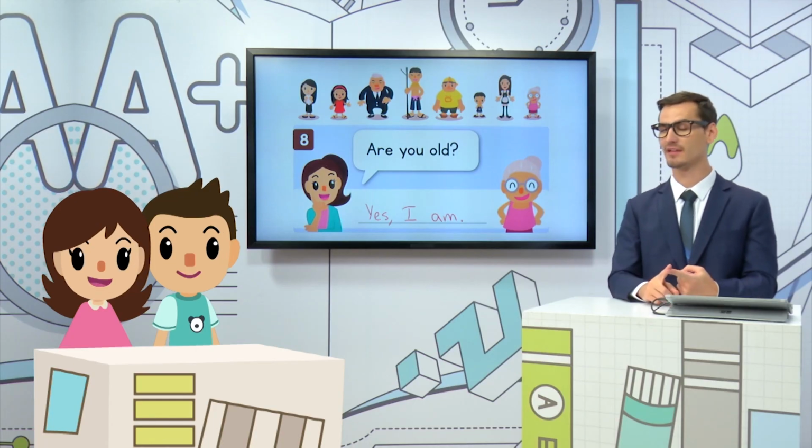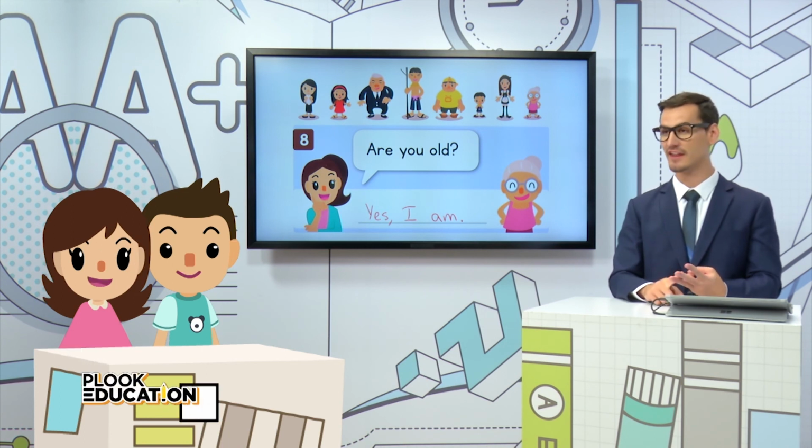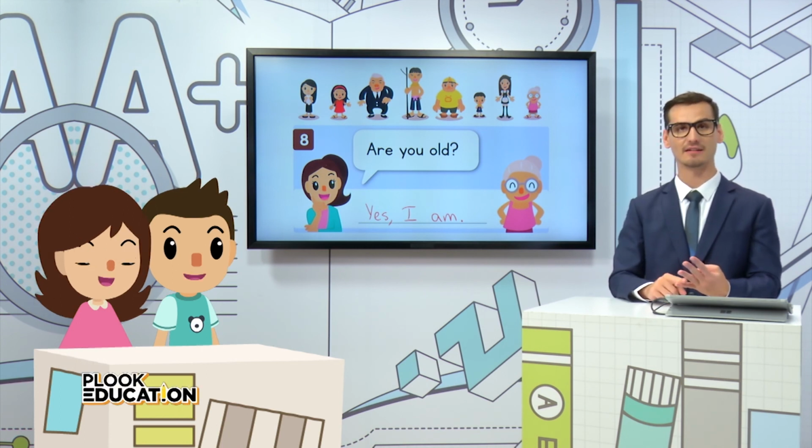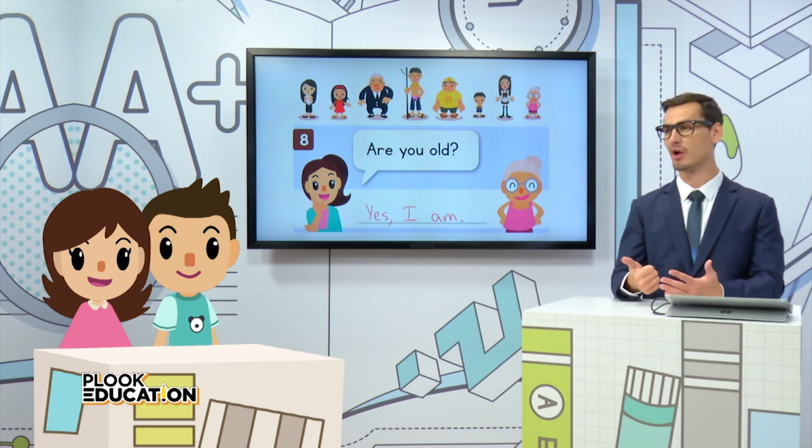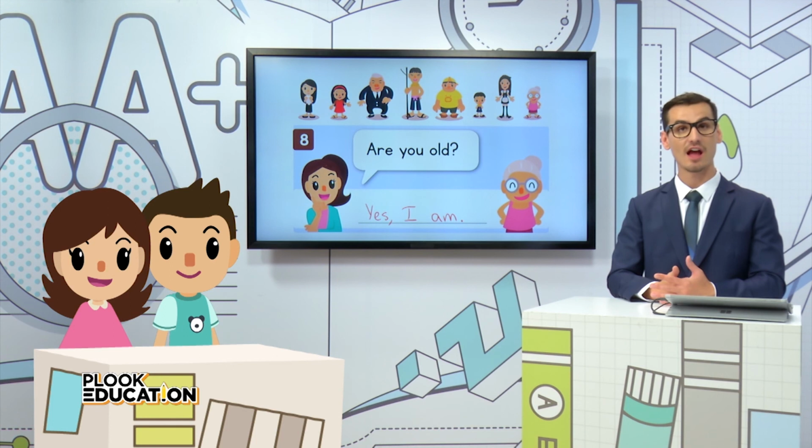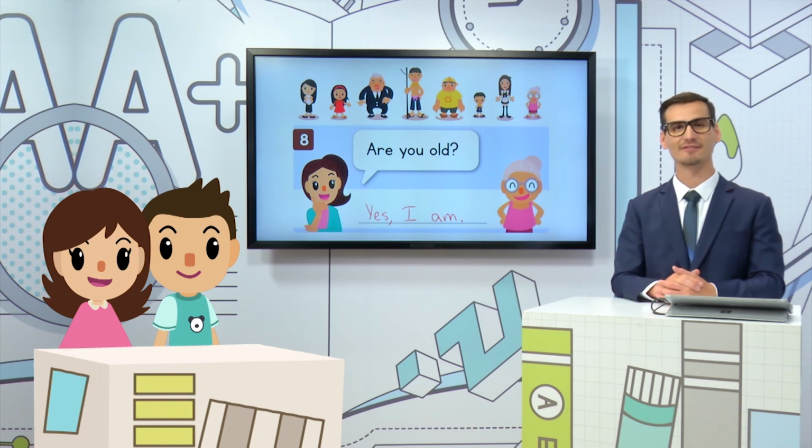Let's review all the appearances together one more time, just in case you forgot. Ready, go. Tall. Short. Thin. Fat. Big. Small. That's all of them, right? No. It's not? No. What are we missing? Young. Old. Wow, you guys did a good job.